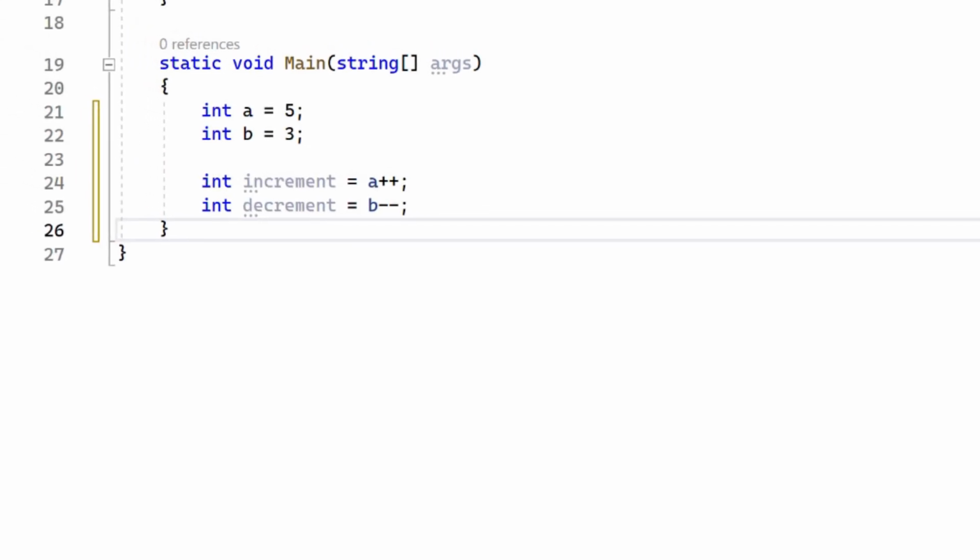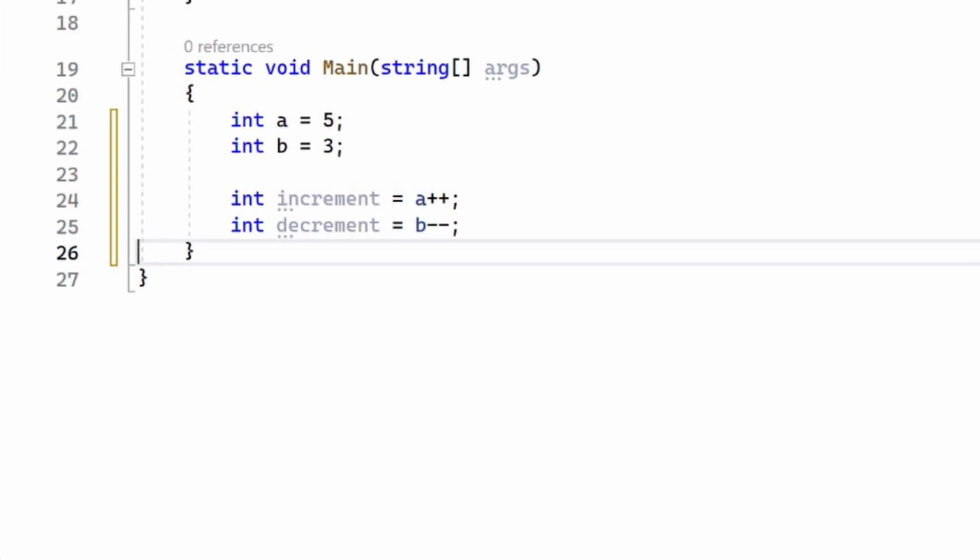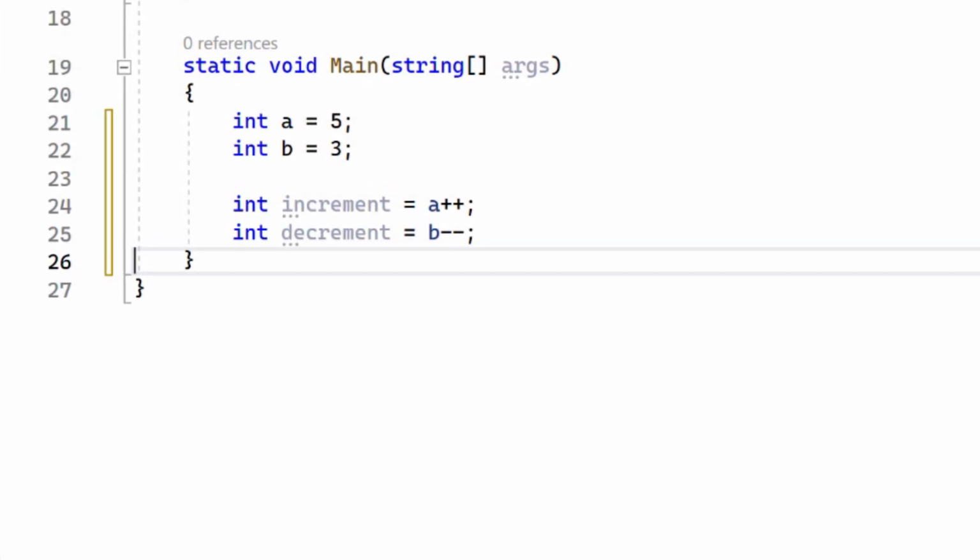The next group of operators in C# are the increment and decrement operators. Again, we have 2 variables, a and b, assigned the values of 5 and 3 respectively. And the first operator is the increment operator, which is like 2 plus signs. This operator increases the value of the variable by 1. Now this is quite important to understand. The next line of code, which is int increment equals a plus plus.